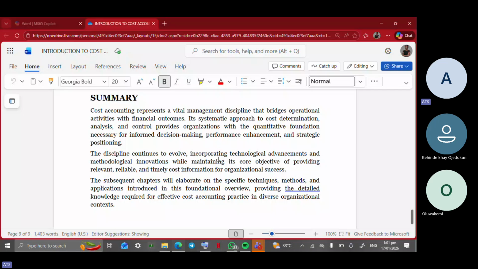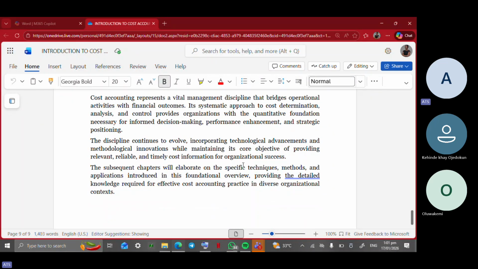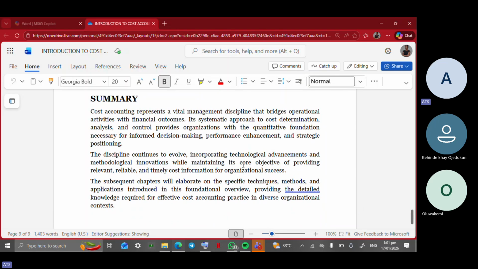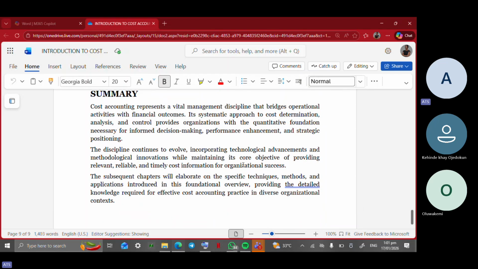Okay, I can say we have come to the end of this topic. I will send my notes to the class and you can read further on it and ask questions where you have. So in essence, I have introduced cost accounting to us. Now I want us to move to our second topic, which is on cost classification, estimation, segregation, and codification. I will stop sharing for now, so we can move to the second topic.